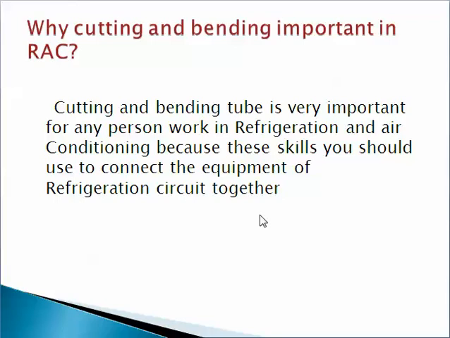Why are cutting and bending tube important in RAC? Cutting and bending tube is very important for any person working in refrigeration and air conditioning because you should use these skills to connect the equipment of the refrigeration circuit together.